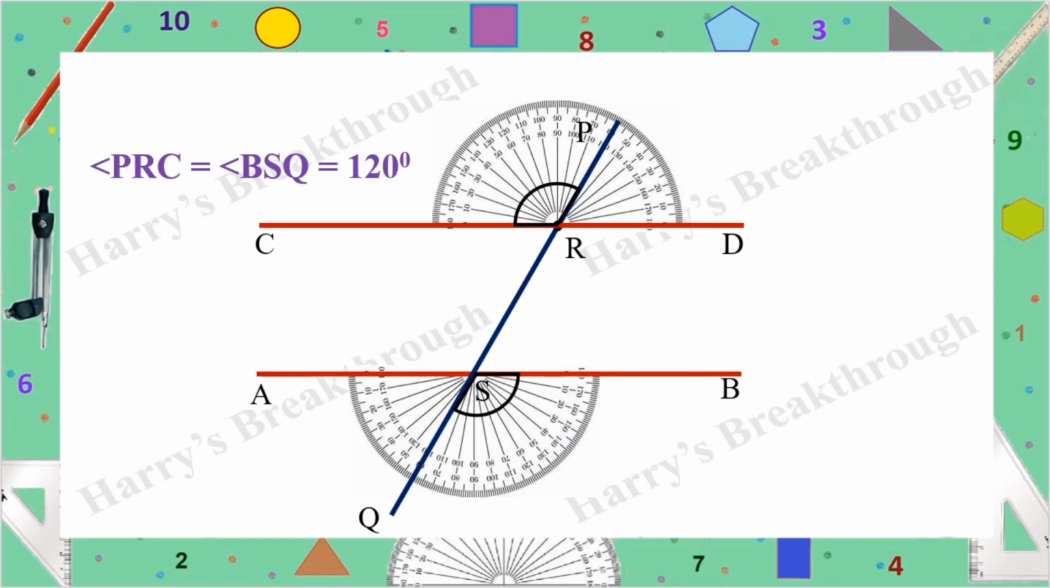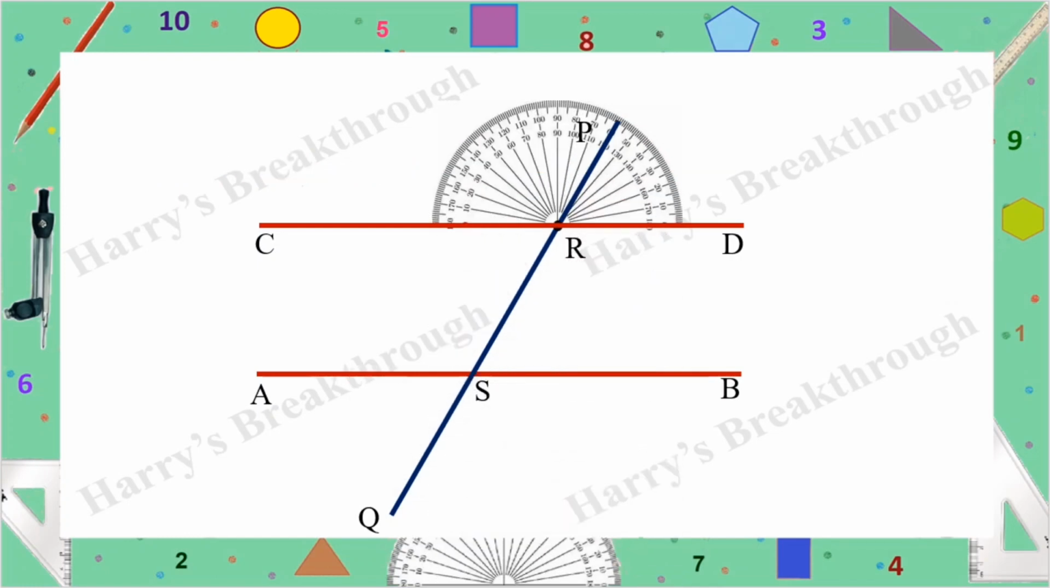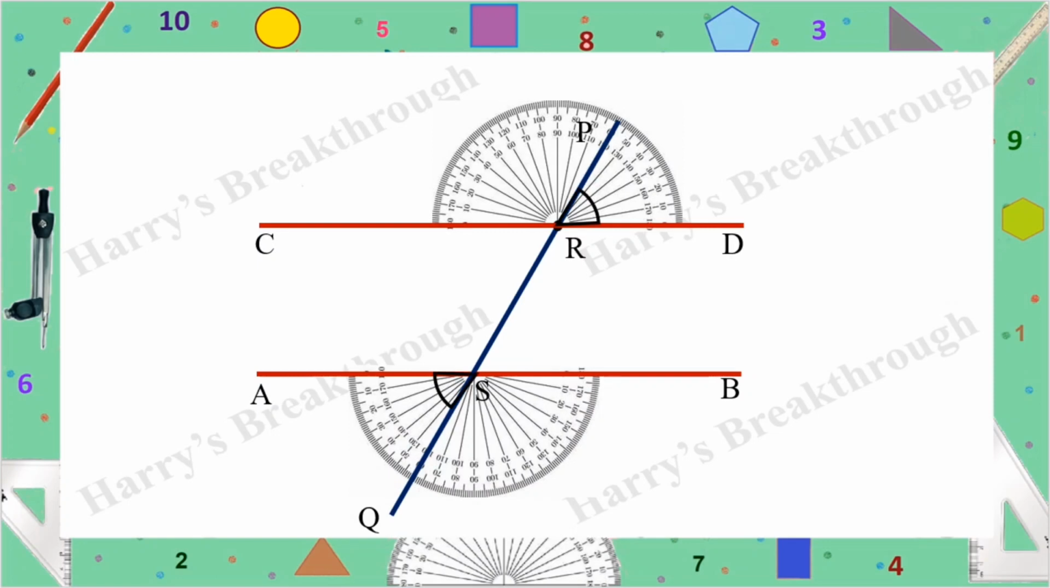And the next pair of alternate angles are PRD and ASQ. So if you measure these two angles, you could find that these two angles are 60 degree. So these alternate angles are also equal. Angle PRD is equal to angle ASQ is equal to 60 degree.